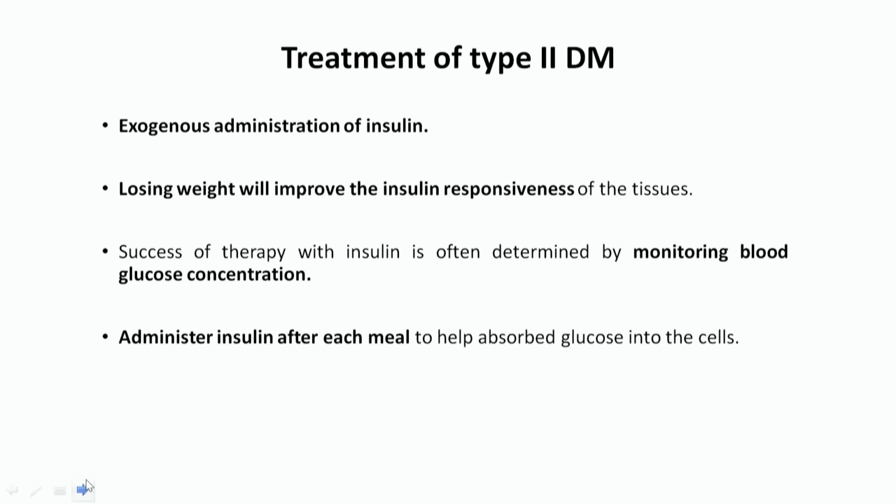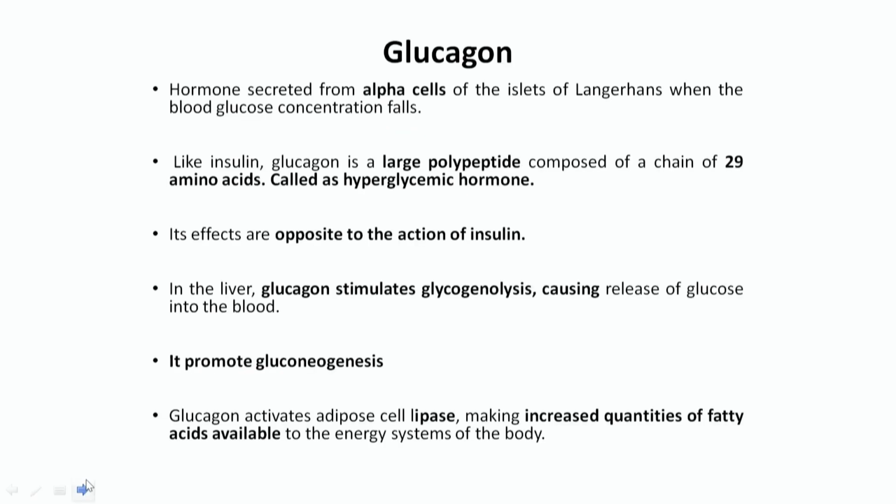Now, what is the treatment for diabetes mellitus? Treatment is exogenous administration of insulin. Since the existing insulin is not working properly, we may give insulin from outside. Another thing is that if the person or animal is overweight, they should lose weight. If the weight is lost, then the tissue will be responsive to insulin, and that can be corrected. Then we have to monitor the glucose concentration every day, so that we can give effective treatment. And then administration of insulin after each meal. After each meal we have to give the insulin injection, so that it can maintain the blood glucose concentration.